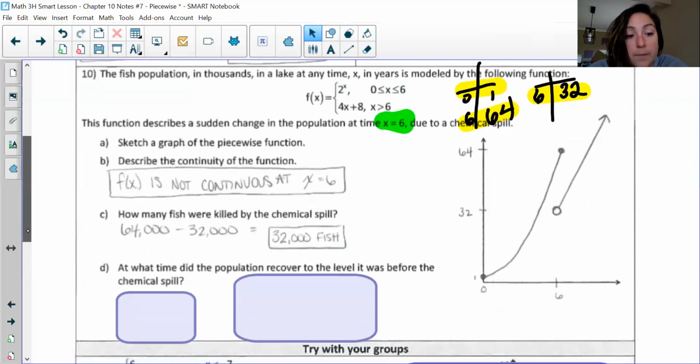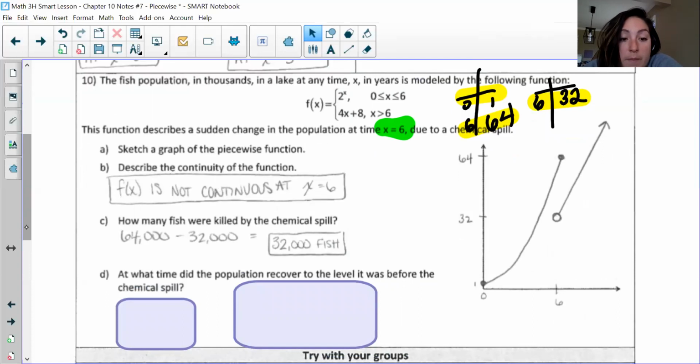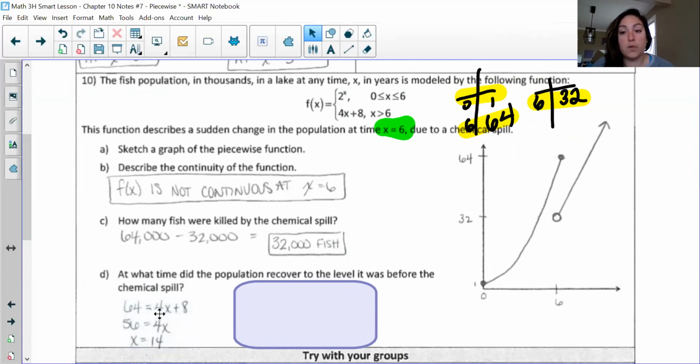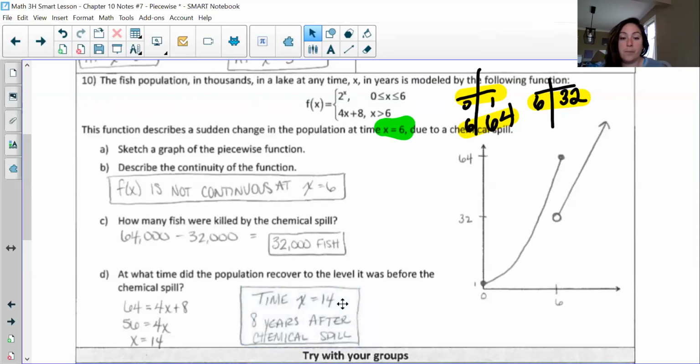And then D. At what time did the population recover to the level it was before? So we want to know when is that second equation equal to 64,000. So we have 64 equals 4x plus 8, 56 equals 4x, x equals 14. So it took 14 total years, so that means 8 years after the chemical spill.